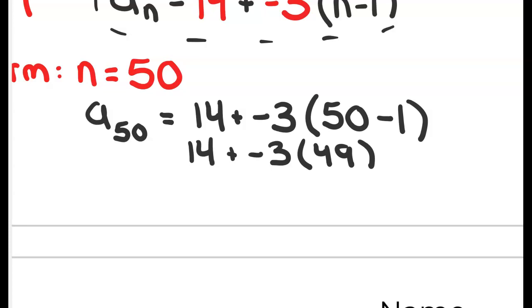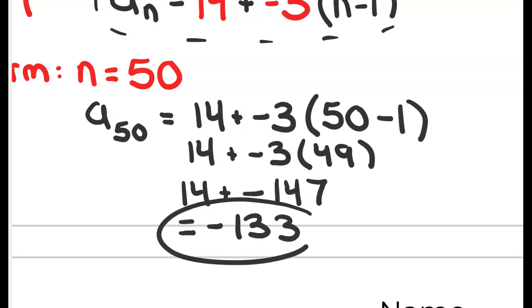I don't know what that is off the top of my head. 49 times 3 is 147. So it'll be 14 plus negative, because we're multiplying it by -3. -3 times 49 is -147. Which will then equal, if we add 14 plus negative 147, negative 133. And that would be your 50th term.